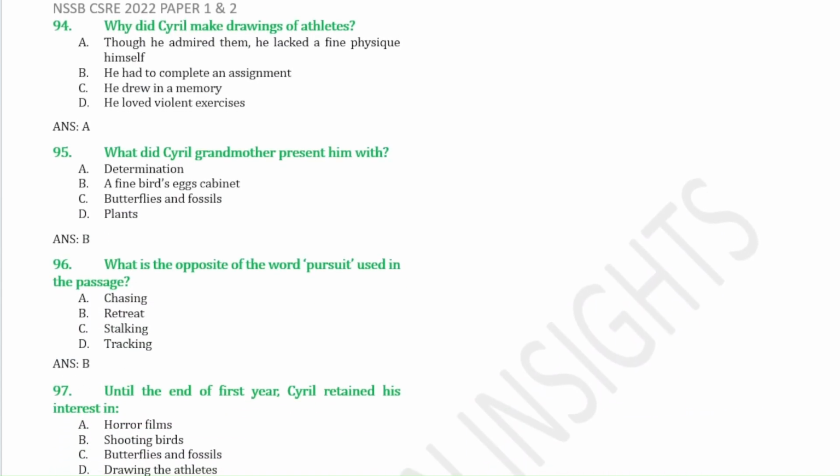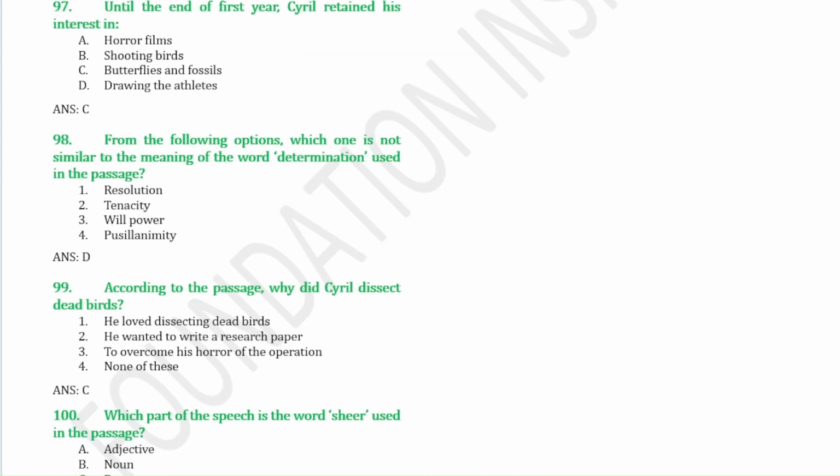94. Why did Cyril make drawings of athletes? Though he admired them, he lacked a fine physique himself. What did Cyril's grandmother present him with? A fine bird eggs cabinet. What is the opposite of the word pursuit? Opposite means retreat. Until the end of the first year, Cyril retained his interest in butterflies and fossils. From the following options, which one is not similar to the meaning of the word determination? Not similar means opposite. So the opposite word of determination will be pusillanimity.